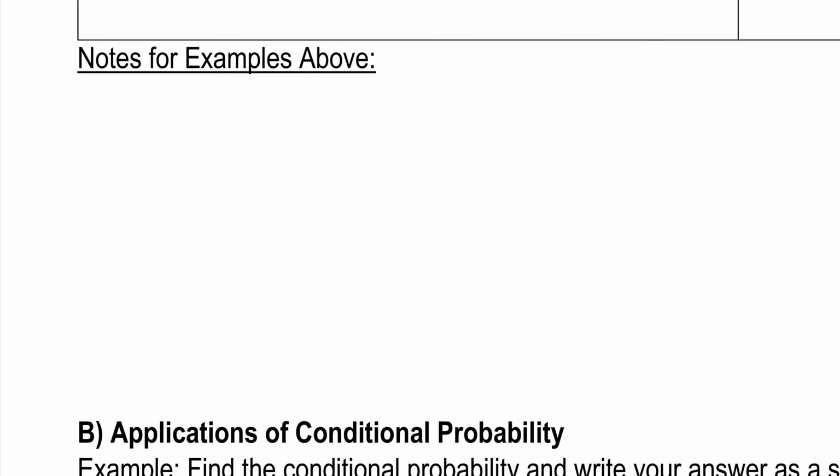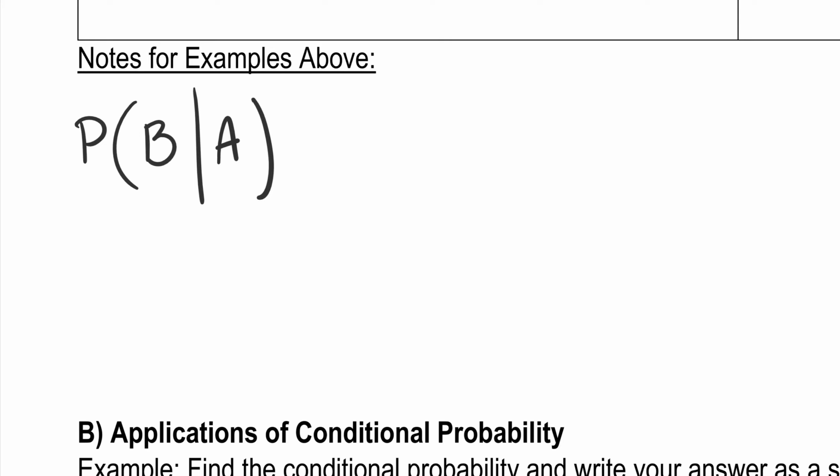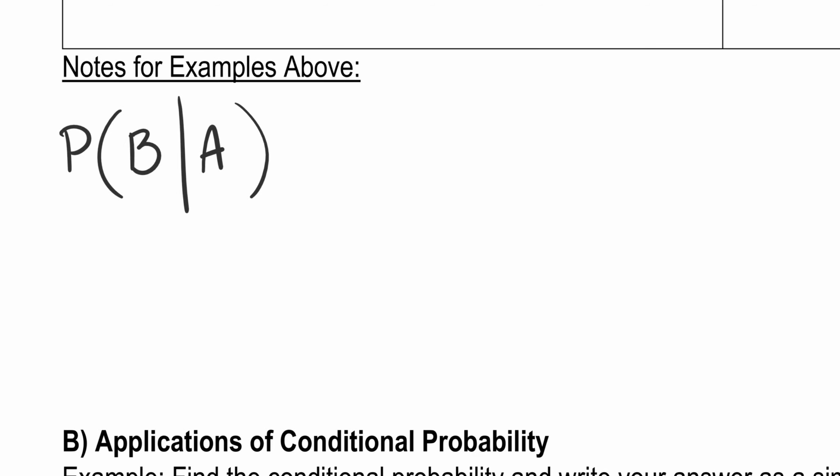So for conditional probability, it's a little different than theoretical, different than compound, simple, all that stuff we did before. This is the probability that a second event will occur knowing that a first event has already happened. So the way we would write that is you'd have probability of the second event, B, given the first event, A. So probability of B, that line means given A. So the second one given the first.